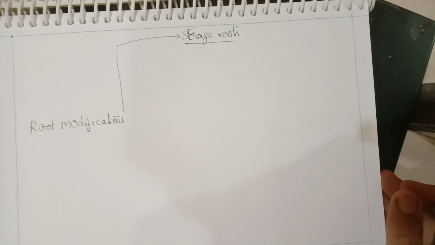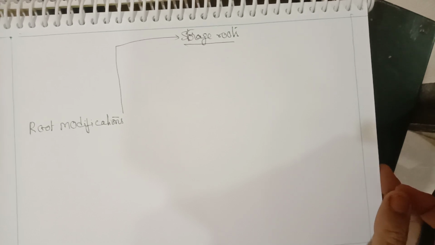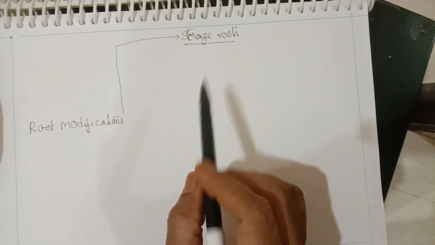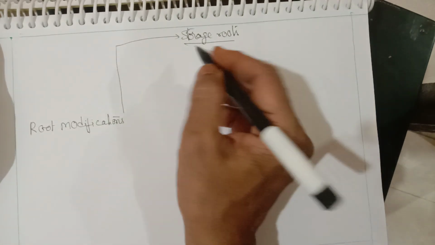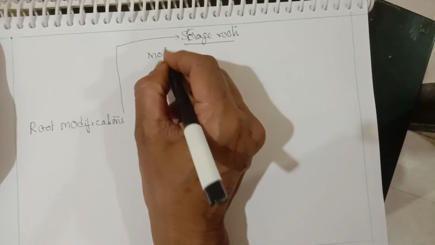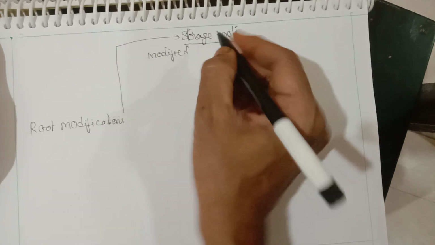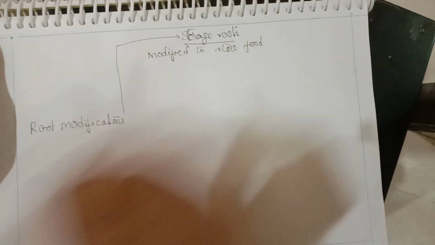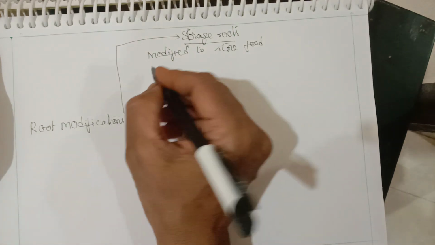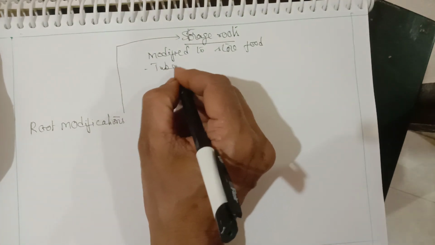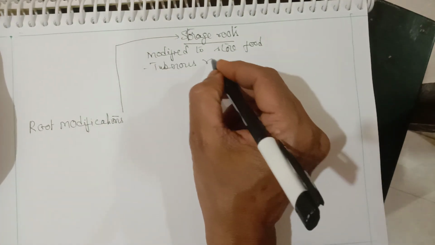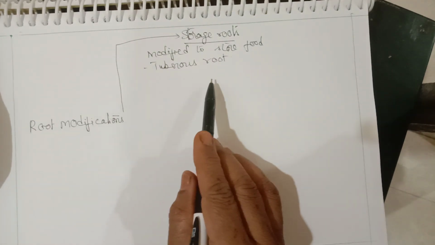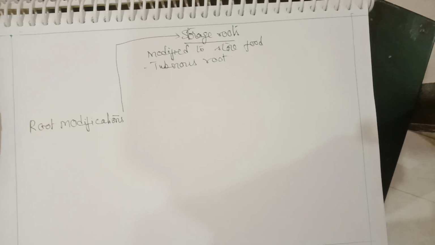First I would like to start with the storage roots. What are storage roots? Roots which are modified to store food material. Such roots are also called tuberous roots, since they store food material and become swollen.